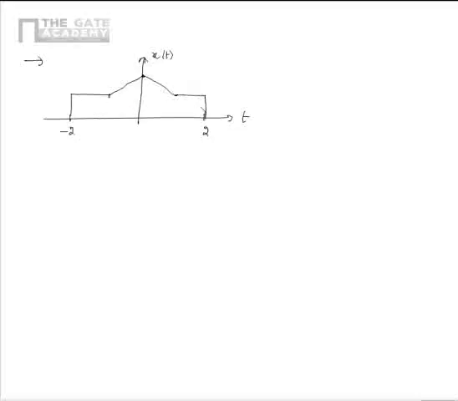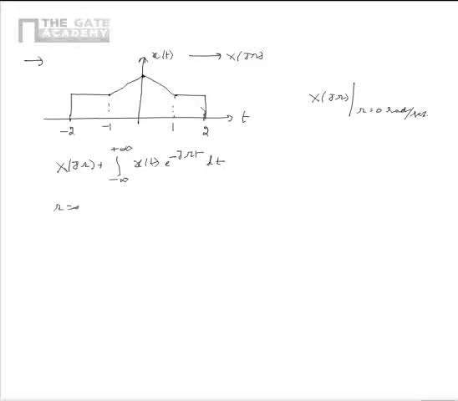It's also given that the Fourier transform of x of t is equal to X of j omega. We have to find the value of X of j omega at omega equal to 0 radians per second. We know that X of j omega can be written as the integral from minus infinity to plus infinity of x of t e power minus j omega t dt. On substituting omega equal to 0, we get that X of j0 is equal to the integral from minus infinity to plus infinity of x of t dt.